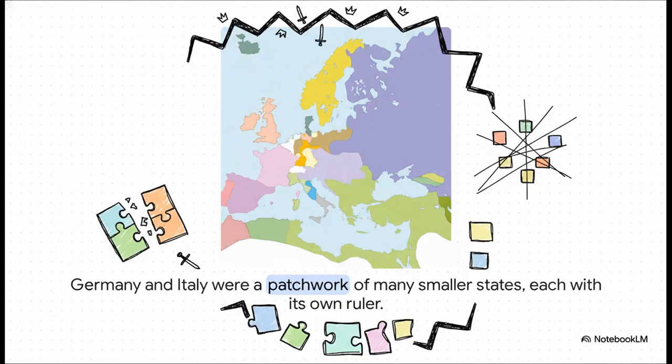Now just look at this map. This will make it very clear. Look closely at the area where we find Germany and Italy today. It's not one solid block of color, is it? Instead, you see a collection of many small, different colored states. It really looks like a patchwork, a jumble of little pieces. This is what political fragmentation looked like.